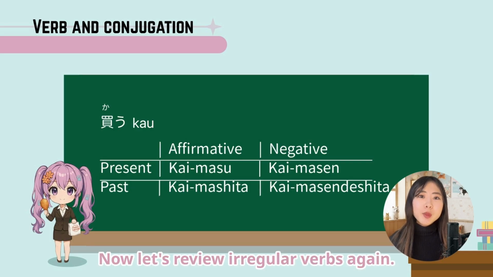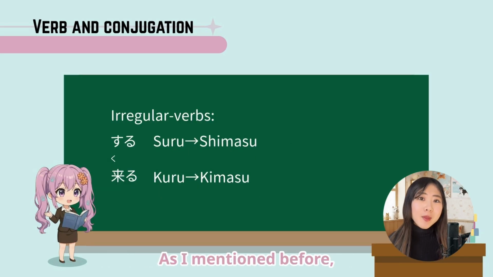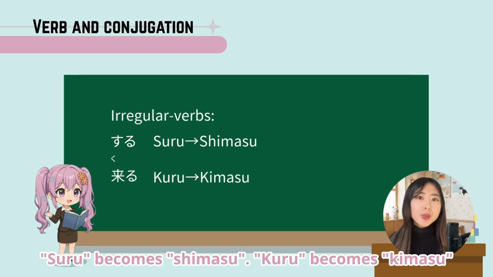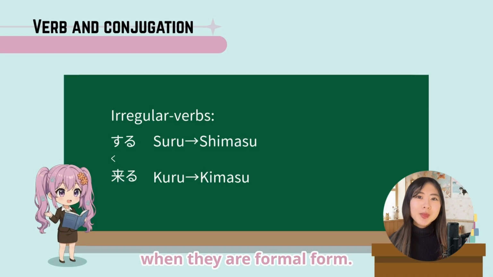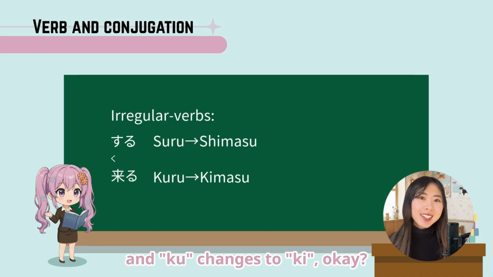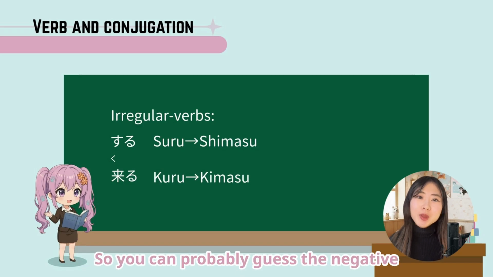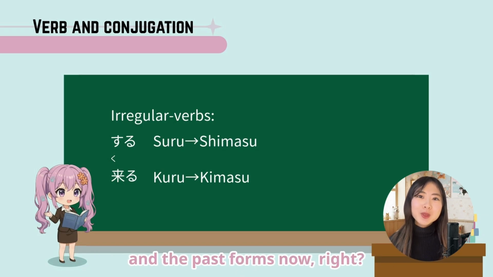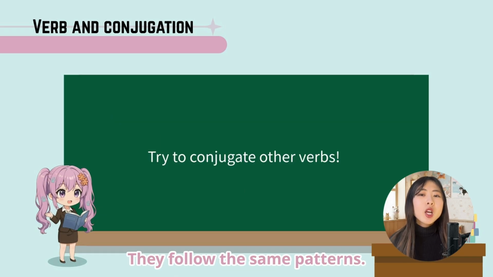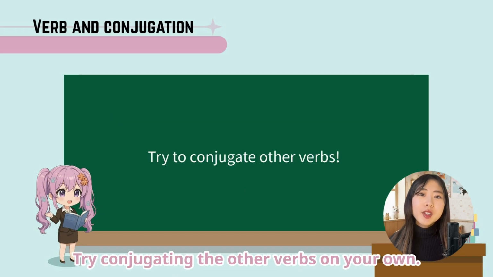Now, let's review irregular verbs again. As I mentioned before, する and 来る follow their own patterns. する becomes します。来る becomes 来ます when they are in formal form. Basically, す changes to し and く changes to き. Okay? So you can probably guess the negative and the past forms now, right? They follow the same patterns. Try conjugating the other verbs on your own.